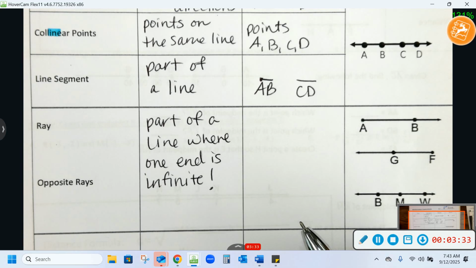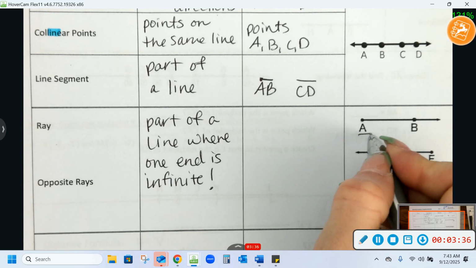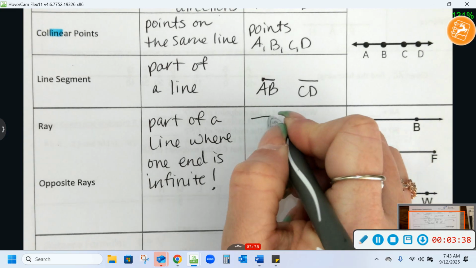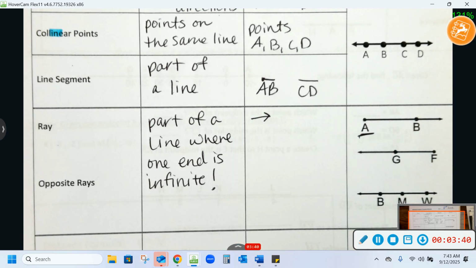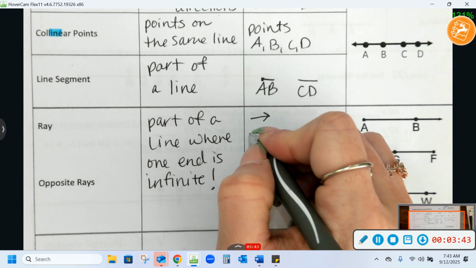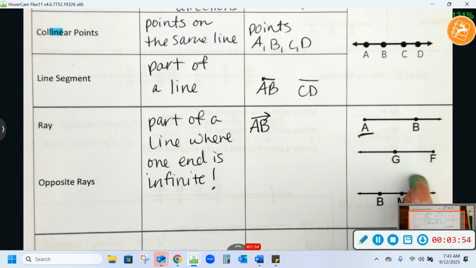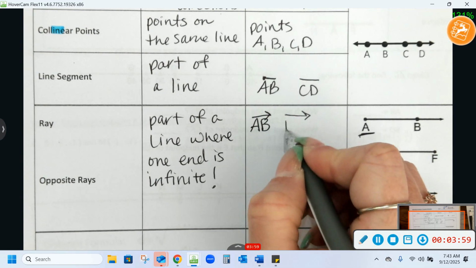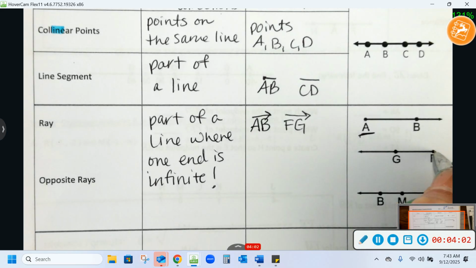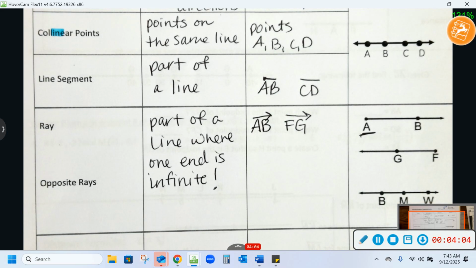So here's the thing. When we're naming a ray, we have to list always the endpoint first. So the symbol for a ray makes sense. It's just that it goes forever in one direction, but the endpoint has to go first. So AB. But our brain wants to read from left to right. So when I look at this next example, how do I have to name this next one? Astrid. That's right. The next one would have to be FG, because we have to name it by the endpoint. We have to tell where does it start, and then it goes on forever in one direction.